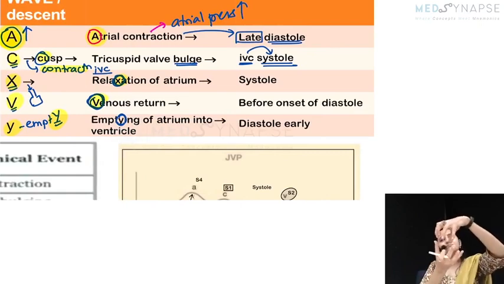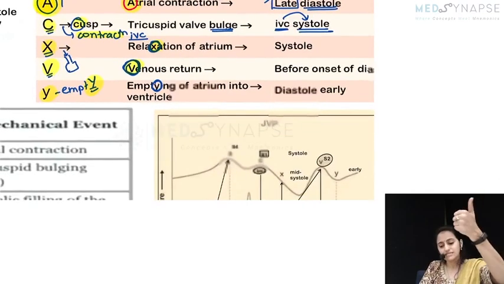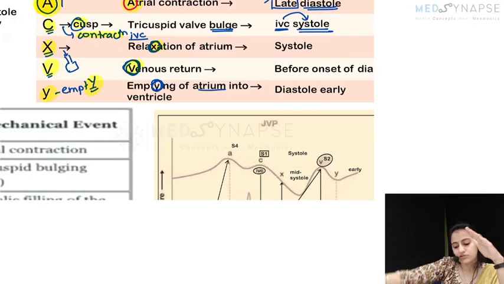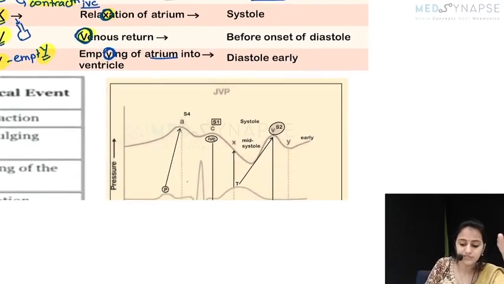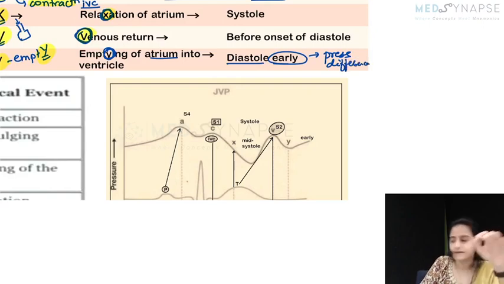The early emptying will give what wave in JVP? Emptying is what wave? Y descent. So when I say the atrium is emptying into the ventricle, is it a systole or a diastole? Diastole. Early or late? Early, which is just because of the pressure difference.